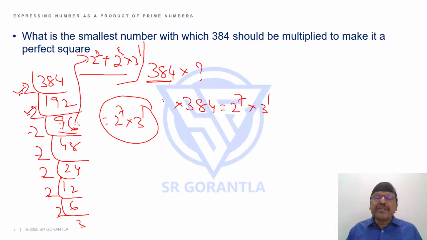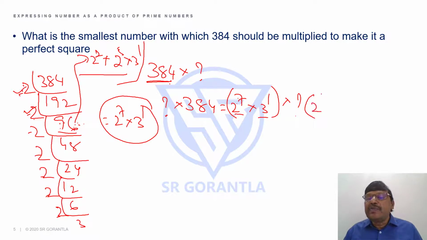With what number should I multiply this to become a perfect square? Means, students, if a number has to be a perfect square, when you express it to the base of prime numbers, the power should be multiples of 2. Square means whole square, right? It should be a multiple of 2. Is 7 a multiple of 2? No, it's not an even number. So with what number should I multiply?